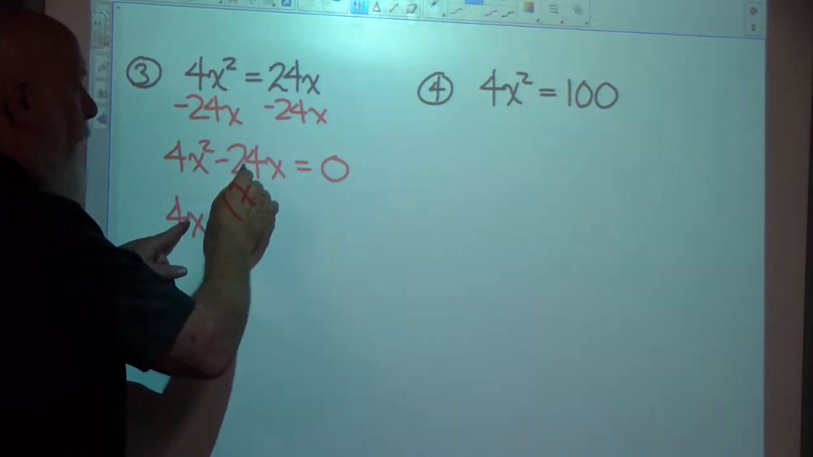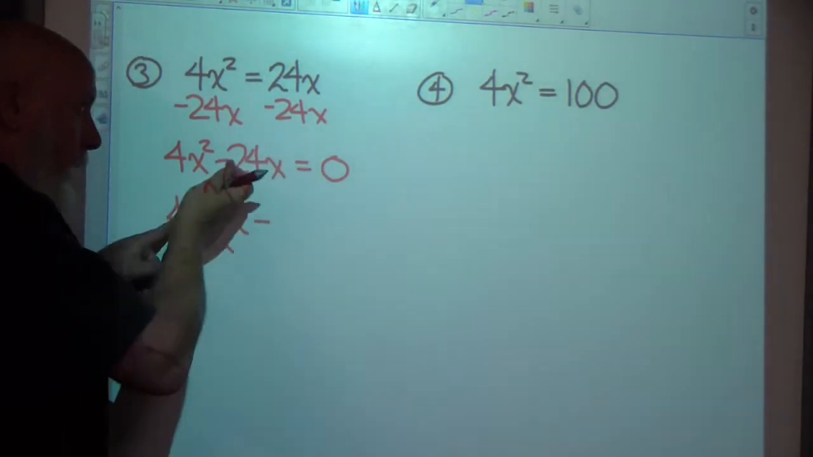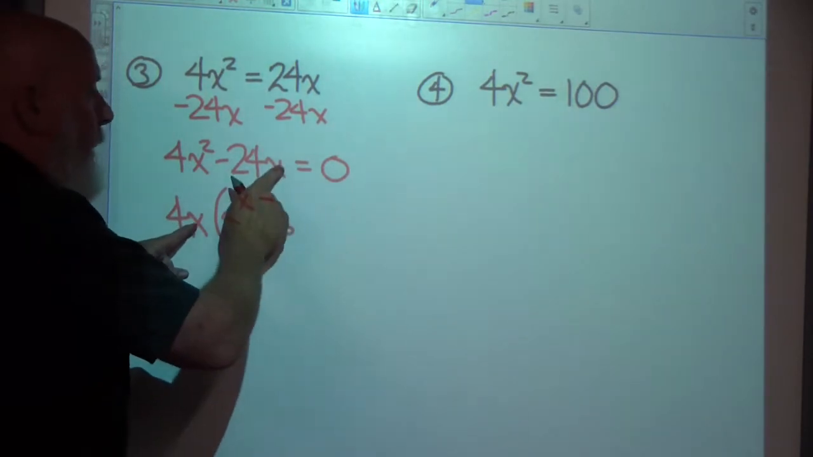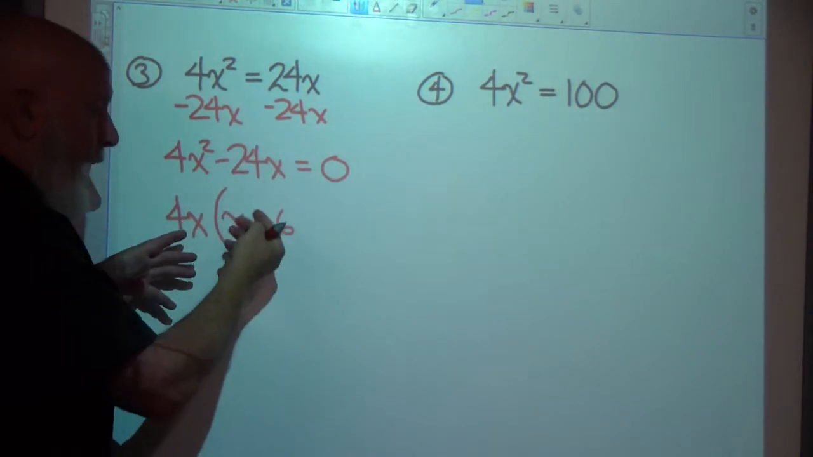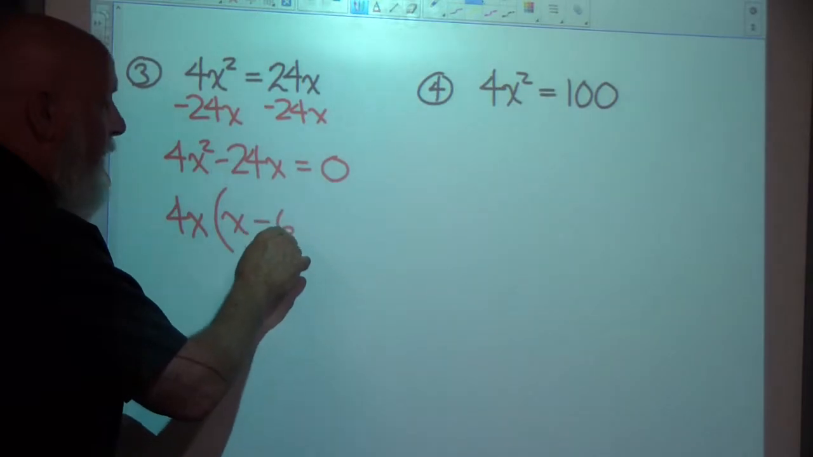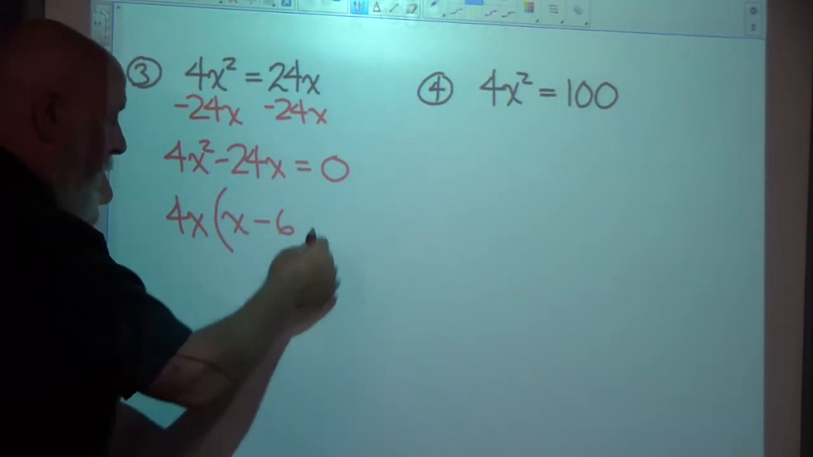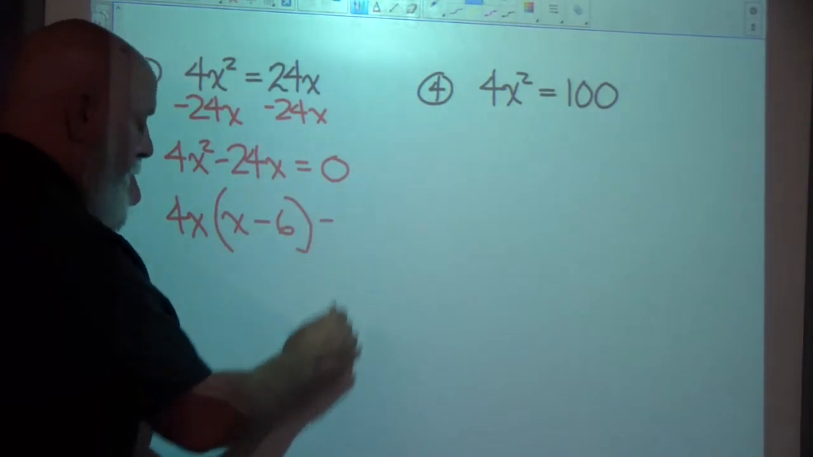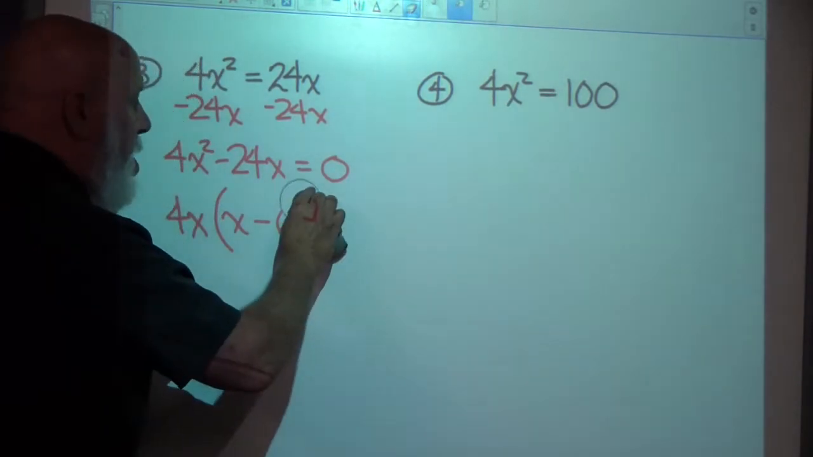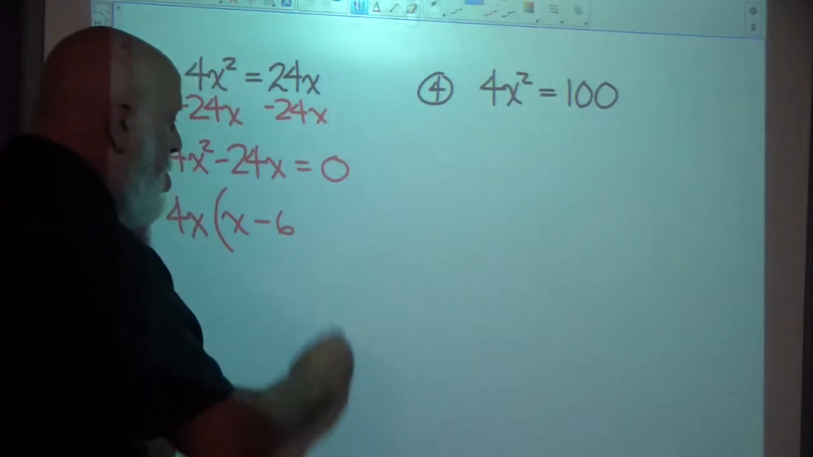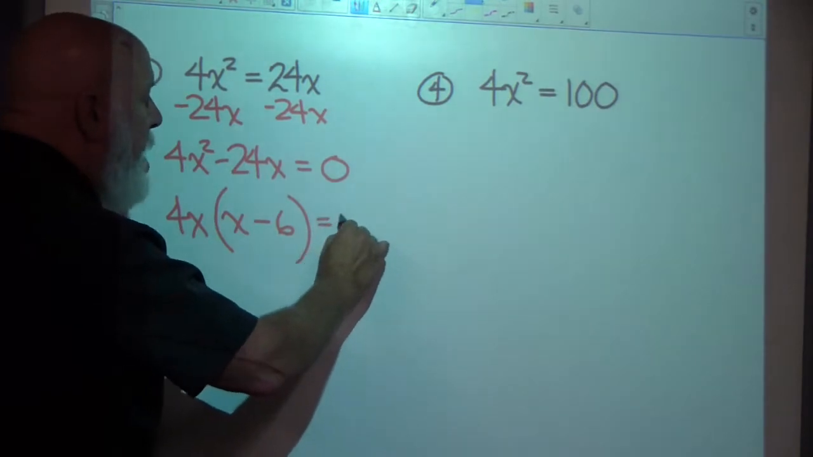If I pull a 4 out of this, by dividing, I'm pulling it out, that will leave me with 6. If I pull x out of itself, that gives me x divided by x, which is 1. 6 times 1 is 6. So, whoops, kind of ugly there.